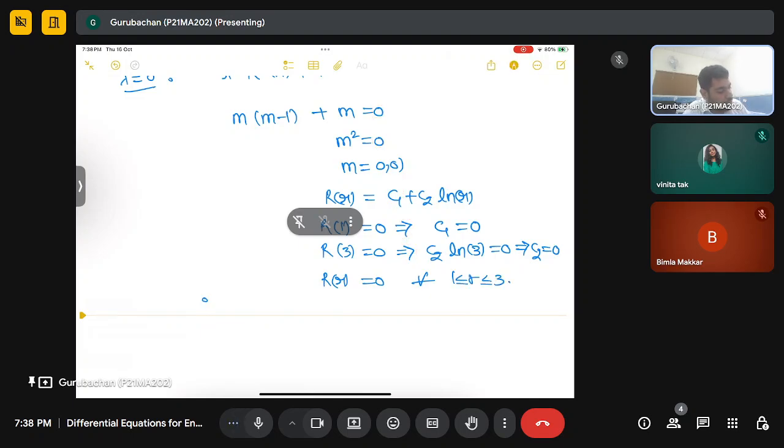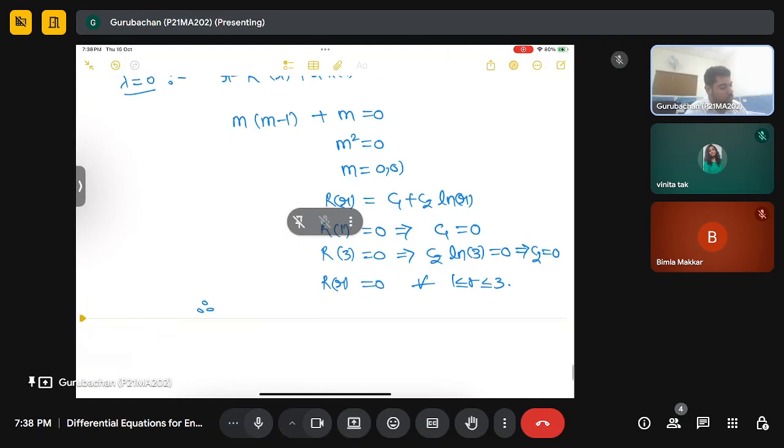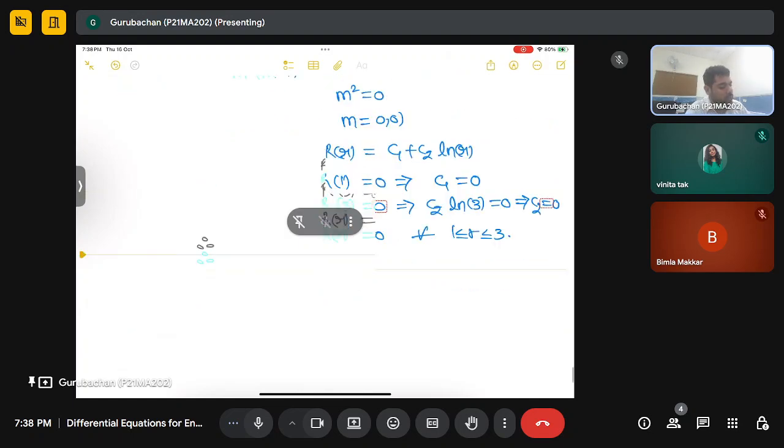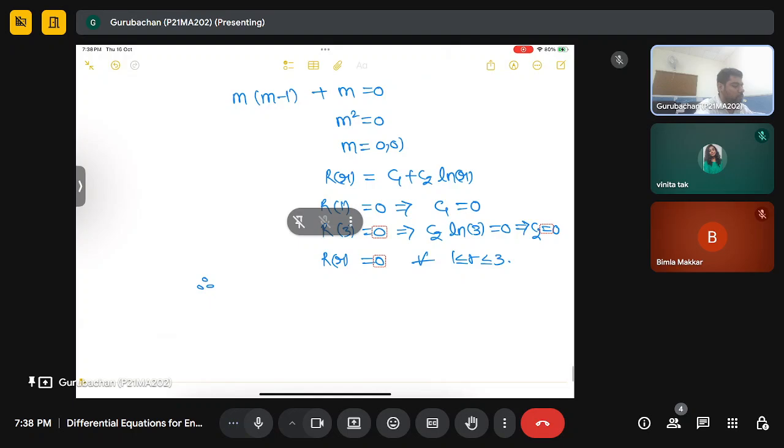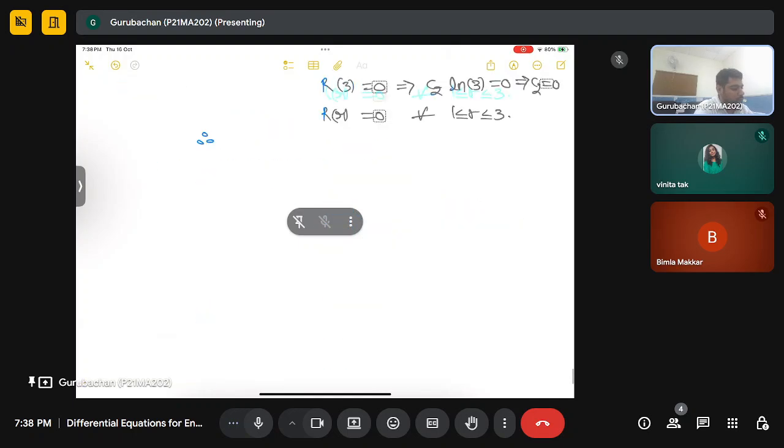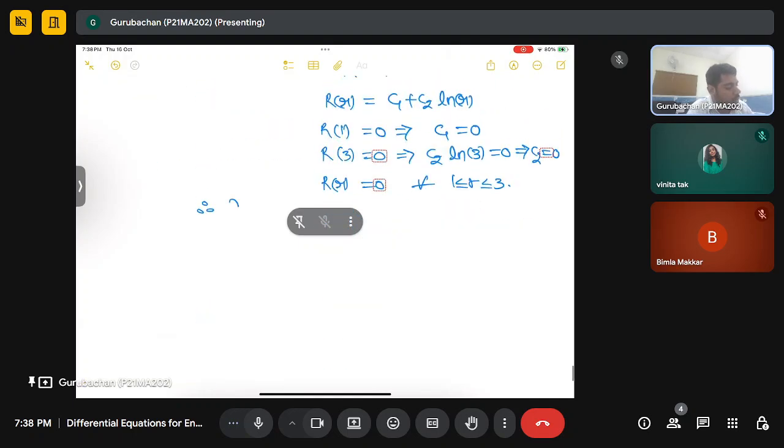Therefore, lambda equal to 0 is not an eigenvalue of the given SL problem. Next is lambda can be negative.